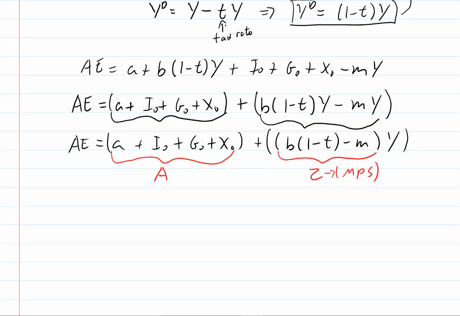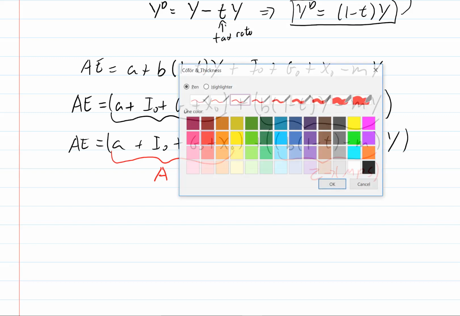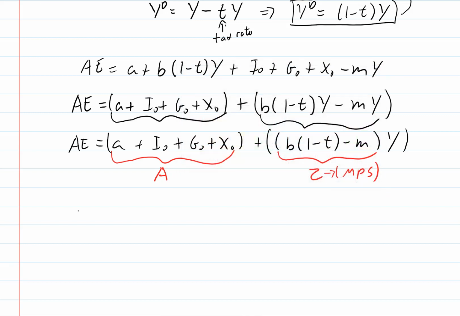And so now we can rewrite our aggregate expenditure function to be aggregate expenditure equals A plus z times Y, where A is all these terms here and z is all those terms there. Sometimes it's just simpler to work with. Instead of having to write out A plus I0 plus G0 plus X0 and B times (1 minus T minus M), sometimes it's easier just to group those together in one term. We're going to call A, and another term we're going to call z.